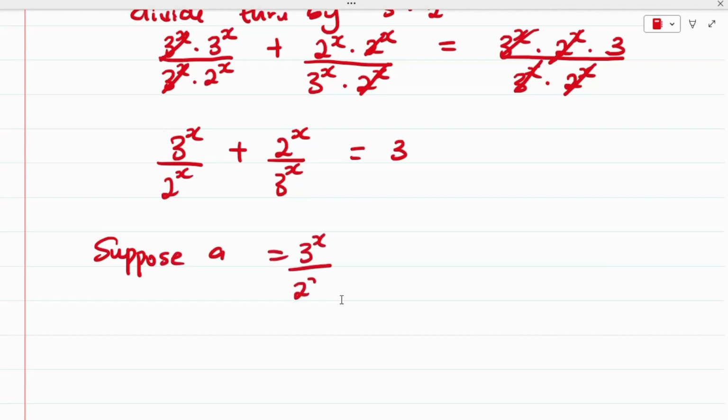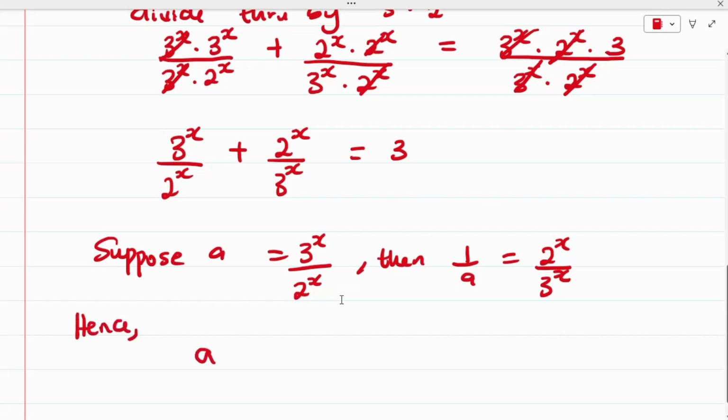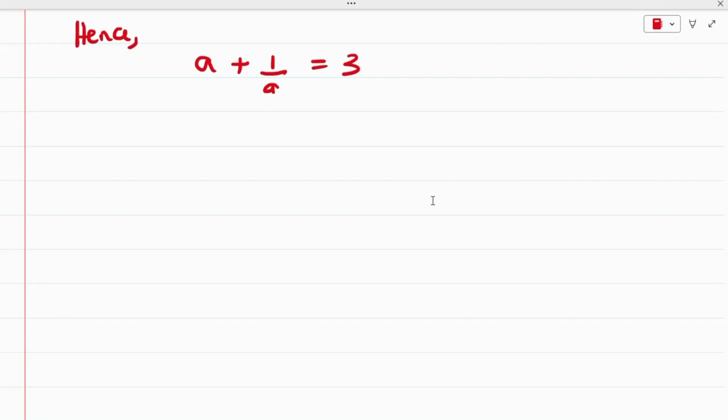So from here we're going to say suppose a is equal to 3 raised to the power of x divided by 2 raised to the power of x, then we have 1 over a to be equal to 2 raised to the power of x divided by 3 raised to the power of x. So hence, we can easily rewrite this expression to be a plus 1 over a, which is equal to what? 3.